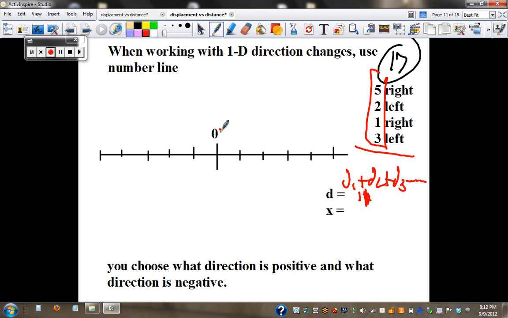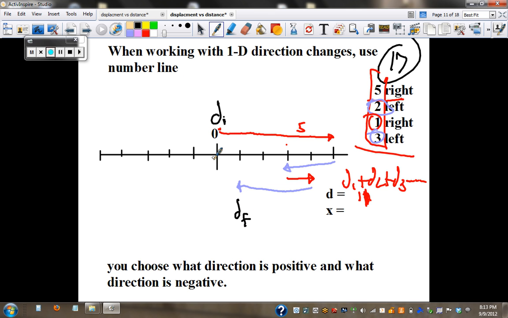Displacement, on the other hand, is a little bit different. Let's start with our initial position. This is our starting position, d initial. And let's go 5 to the right, 2 to the left, 1 to the right, and then 3 to the left. This is our final position.